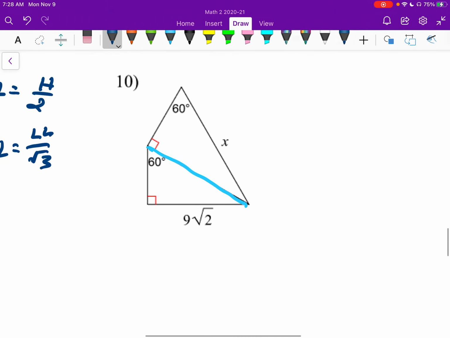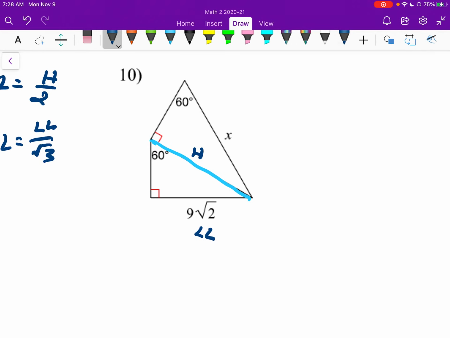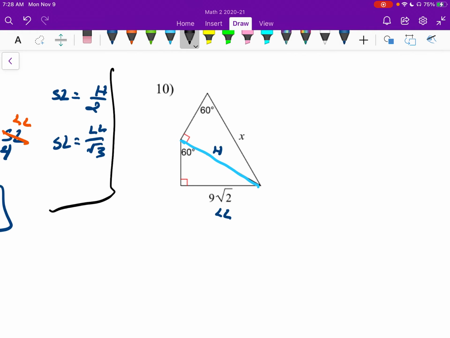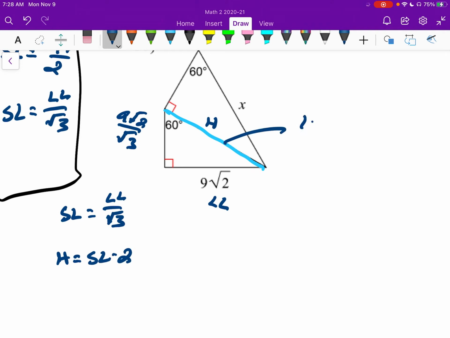Number 10. So we start off with 9 root 2. That is our long leg, and we want to find our hypotenuse. I'm going to have to erase the hypotenuse in a minute, but we'll leave it there while we get there. So to get to the short leg, you're going to take 9 root 2 over root 3, right? The short leg is the long leg over root 3. The hypotenuse is the short leg times 2, or 2 times the short leg. So this here is going to be 18 root 2 over root 3.